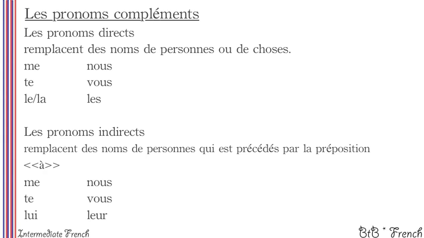Let's go over direct object pronouns. Direct object pronouns replace nouns of persons or things. Indirect object pronouns replace nouns of persons that have à before the noun. Direct object pronouns are me, te, le ou la, nous, vous, les. Indirect object pronouns are me, te, lui, nous, vous, leur. Keep in mind that direct and indirect object pronouns always agree with the gender of the noun.